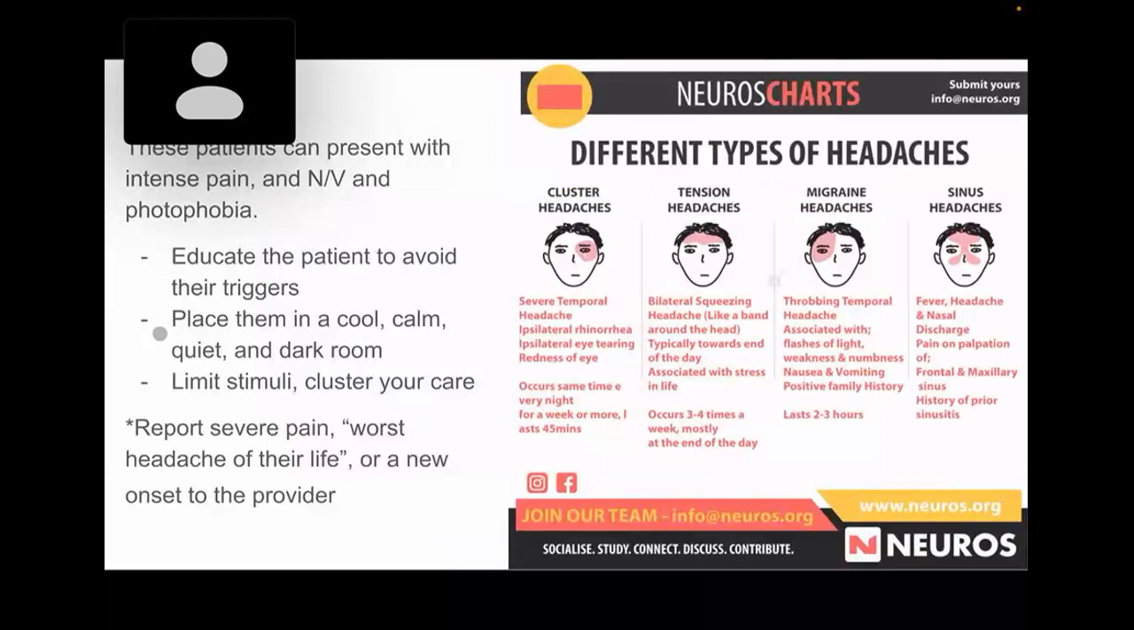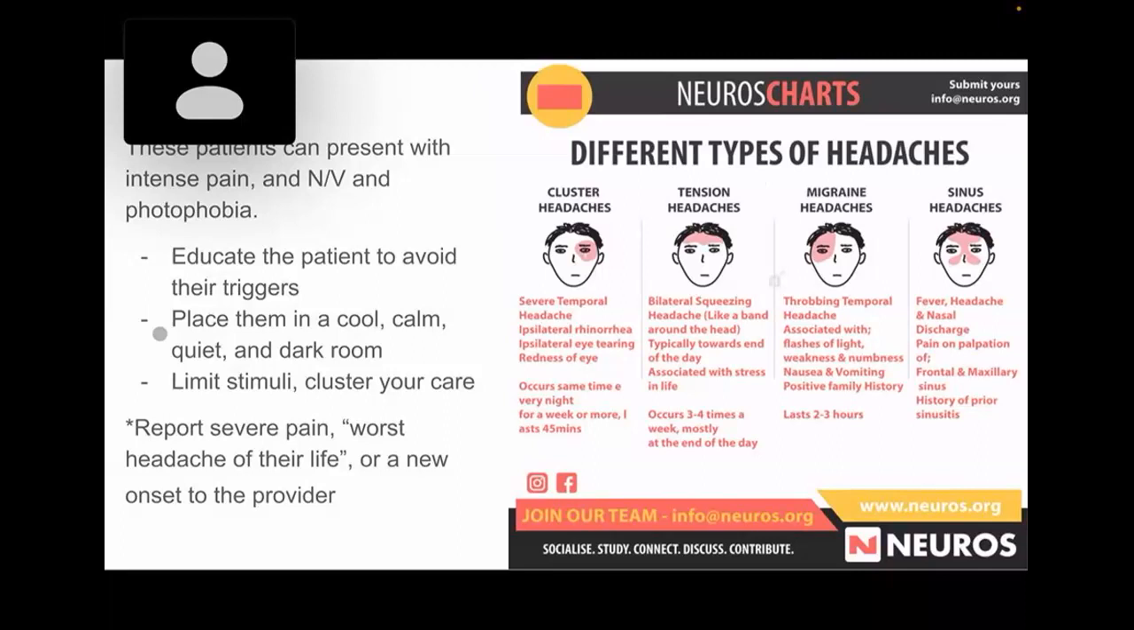What we're going to do is place them in a cool, calm, quiet, and dark room. We're going to limit stimuli and cluster our care. However, we do become concerned if patients have severe headaches or a new sudden onset, especially in the older adult population. And again, this is just another photo for some of my visual learners.